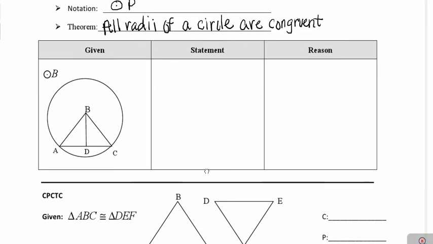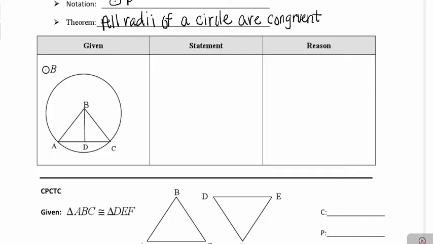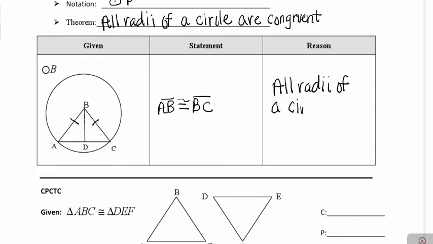So let's take a look at this given and see what conclusion we can make. We are given circle B, so we know that B is the center of the circle. Again, look for those radii. So the statement that we can make is that AB is congruent to BC, since those two segments are radii. They come from the center point B and they go to a point on the circle. The reason for this would be all radii of a circle are congruent. So keep this theorem in mind whenever you have a circle in your diagram.